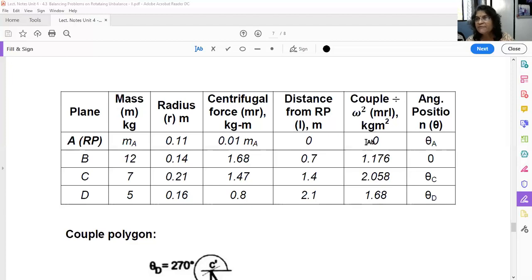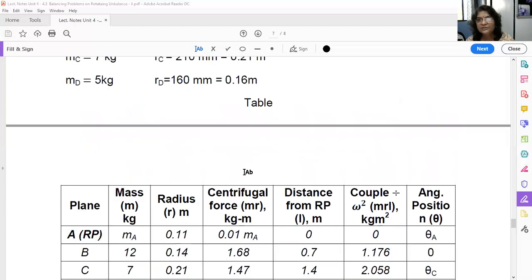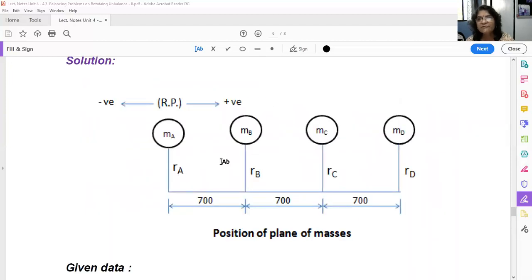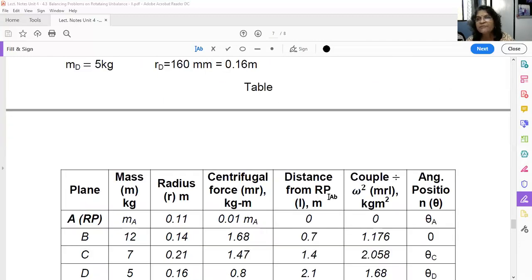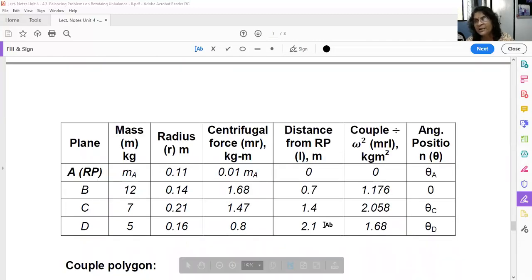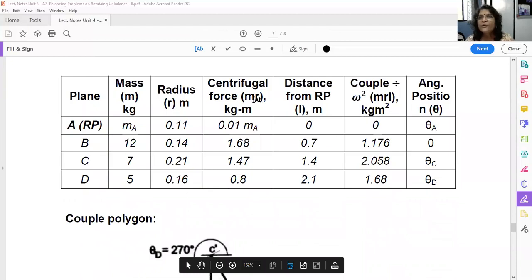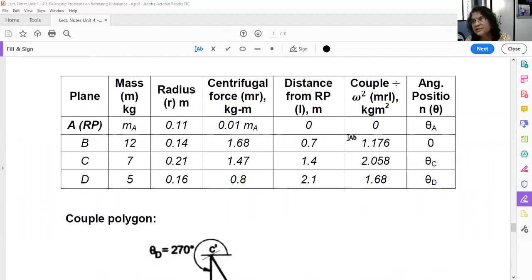That means this will give you 0 couple. Then write down the distances of all these B, C, and D from here. Okay, that you can easily see. From A, this is at 700, this is at 1400, and this is at 2100. So this is 0.7, 1.4, 2.1 meter. Now what will be this column? Product of force and distance. This will be the couple. So this into this is 0, then this product is written here.